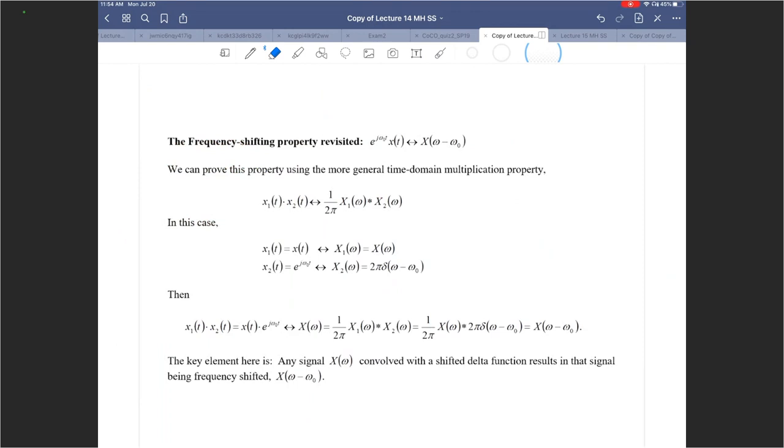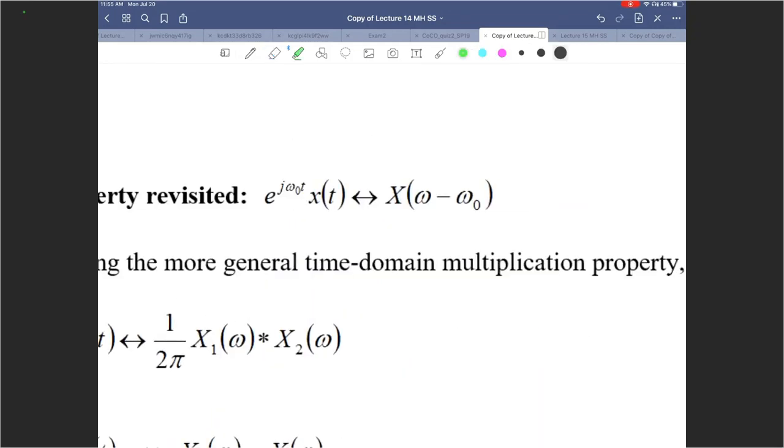The frequency shift property. We are revisiting the frequency shift property. And this time we are actually using the time domain multiplication property to look at this. So if I consider two signals being multiplied, one of them is x and the other signal is e to the j omega naught t. The frequency shift property claims that if you multiply the time domain signal by e to the j omega naught t, it is reflected in the frequency domain as the Fourier transform of x being shifted by omega naught. We have seen this earlier. We have actually proved this earlier as well.